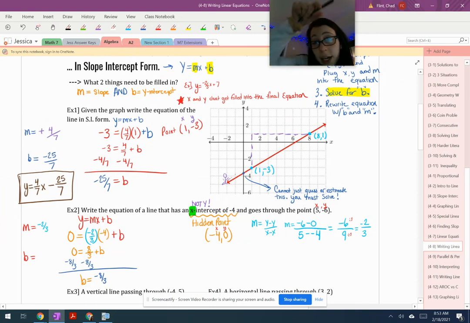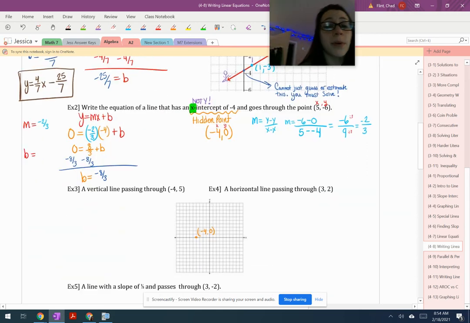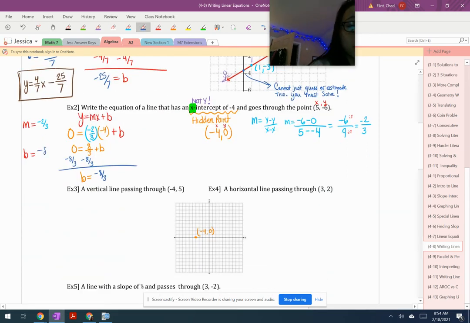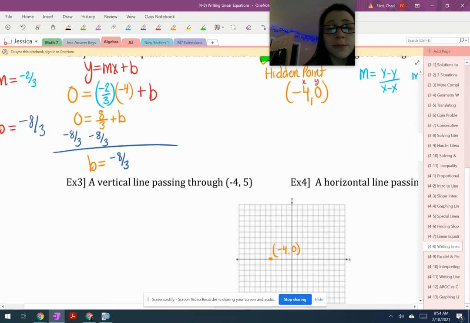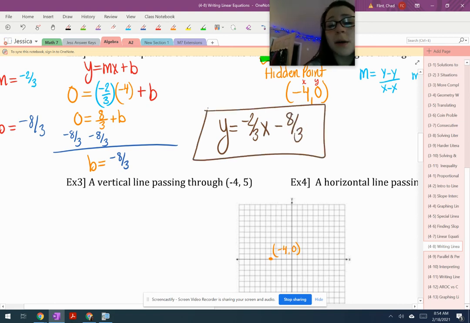Now, last but not least, and again, don't forget to do this. This is what puts the icing on the cake, or the cherry on the sundae, if you will. Rewrite that equation with the m and the b value plugged in. So we know our b value is -8/3. Let's get our final answer. y equals -2/3 x minus 8/3. And again, make sure x and y stay as x and y.